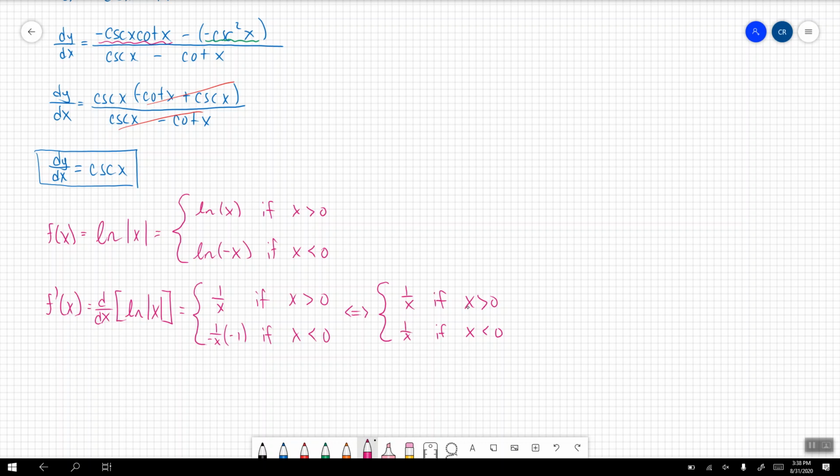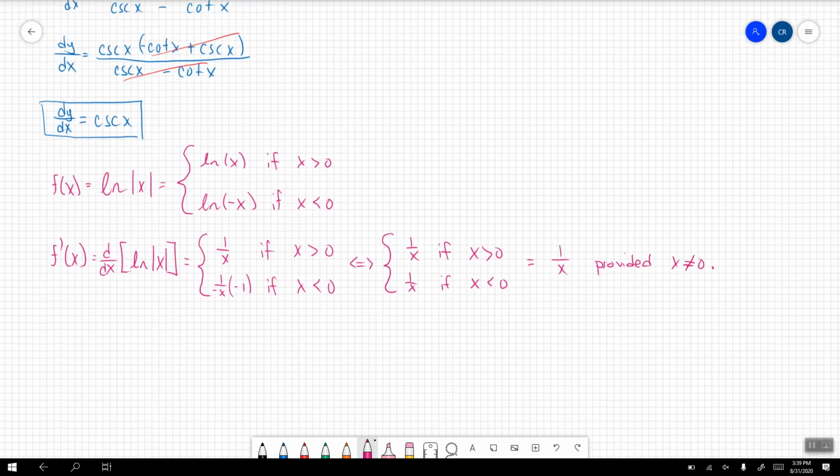Doesn't matter if we have positive x values or negative x values, this derivative is still going to evaluate as 1 over x. Which means this derivative is now just the derivative for my natural log of x. In other words, f prime is just 1 over x, provided that x is not 0. And that's the way we get around it.